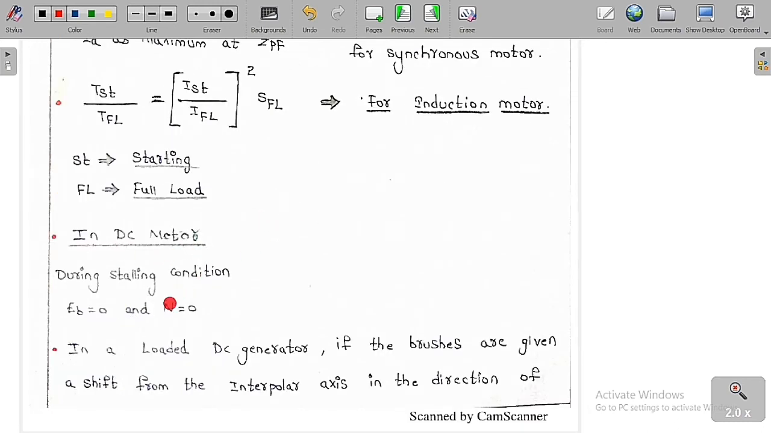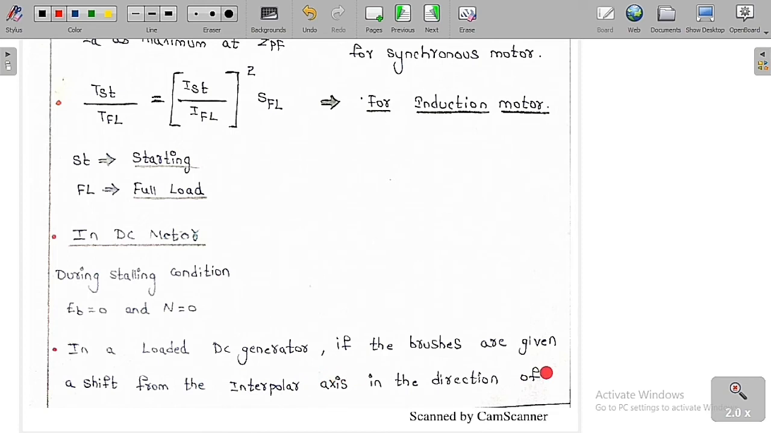Now in a DC motor, during stalling condition the rotor will never rotate. Even though you are keeping the load, if the load is very much higher than the maximum torque delivered by this DC motor, then it will never rotate. So therefore, speed is equal to 0. This is called the stalling condition: you are keeping a load torque which is higher than the maximum torque delivered by this DC motor, so it will never rotate. So speed is equal to 0, so E is equal to 0. During stalling condition, always rotor speed is equal to 0, therefore E is equal to 0.